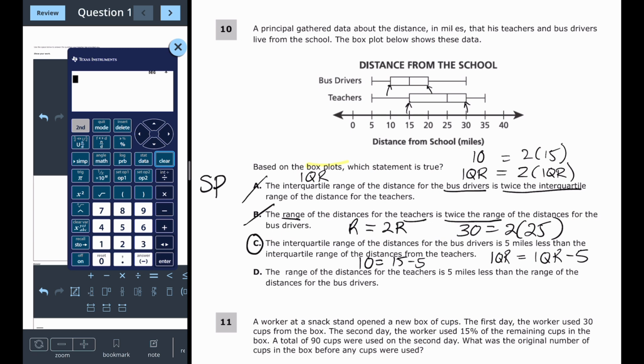And the last one is incorrect because it says the range for teachers is 5 miles less than the range for bus drivers. And the range for teachers, it goes from 5 to 35, so that's 30 is equal to 5 to 30, which is 25 minus 5. No, that's not true. 30 is not equal to 25 minus 5. So that one was tough, and you really had to look at it one at a time and really figure out. You had to know where your interquartile range was and what a range was. And all the doubles and the 5 less, that's what was tricky.